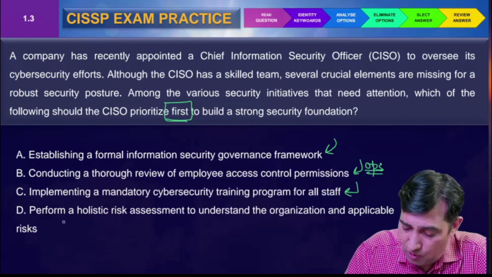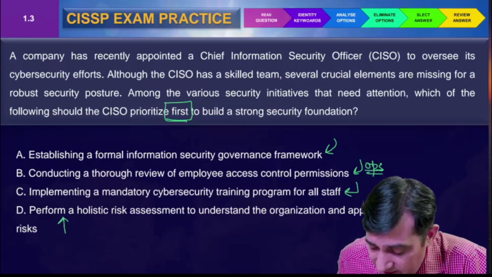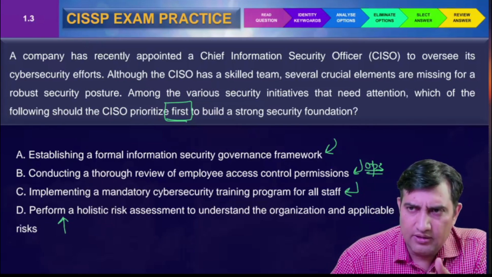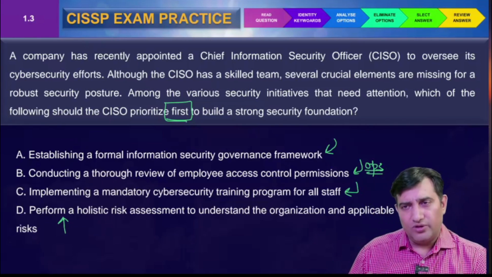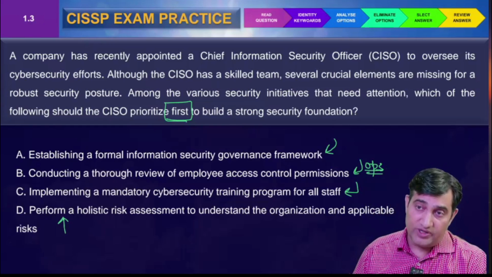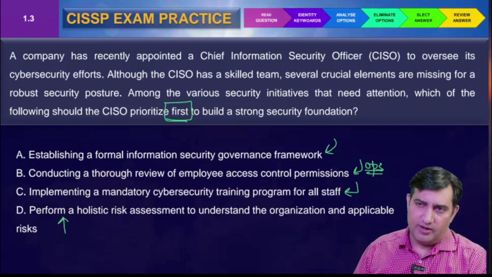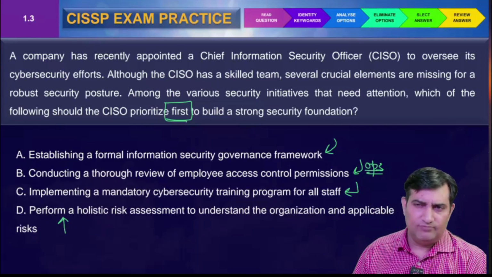But if you see the option number D, perform a holistic risk assessment to understand the organization and applicable risk. If you don't understand, what is my size? What kind of controls we need? What is my control requirement? What are my legal regulations which are applicable to me? What is the intellectual property we are going to protect? What is the environment we are working upon? Can you think you can have a governance program? Not at all.